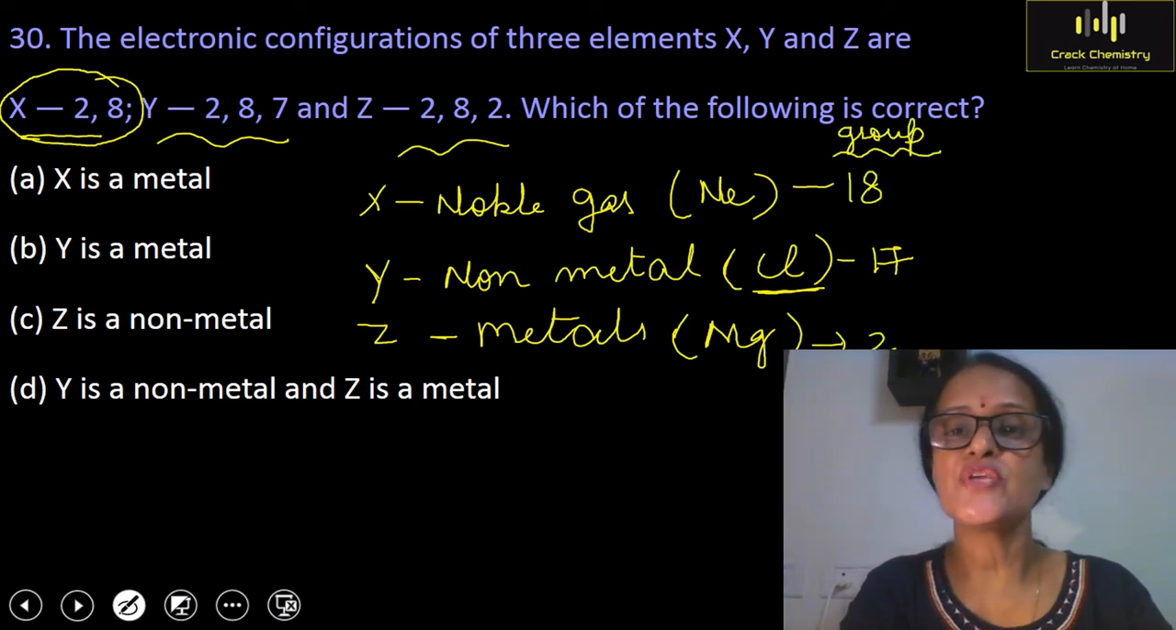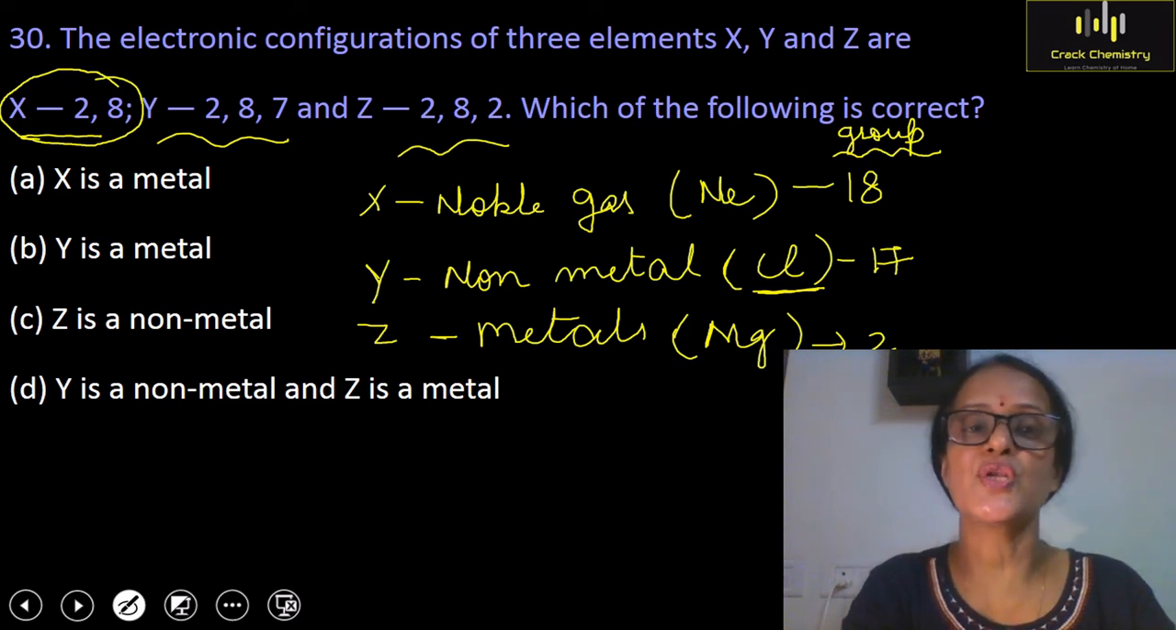They are asking you which of the following is the correct statement. Statement A is X is a metal. It's a wrong statement because X is not a metal. X is a noble gas because it has a complete outermost shell. The outermost shell has 8 electrons. So X is neon, which is a non-metal and a noble gas. Now the second option is Y is a metal. If you look at Y, Y is not a metal, Y is a non-metal, it is chlorine.